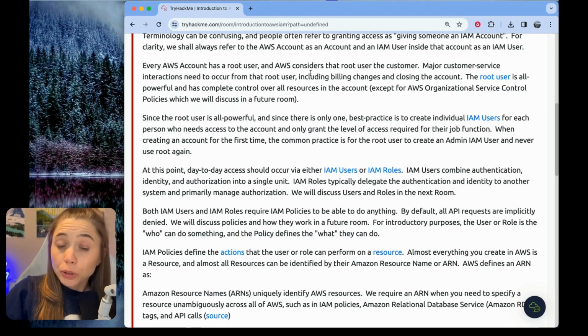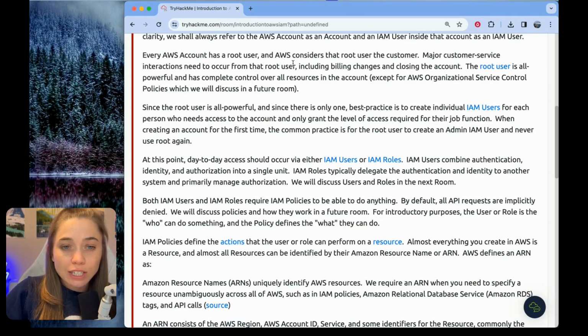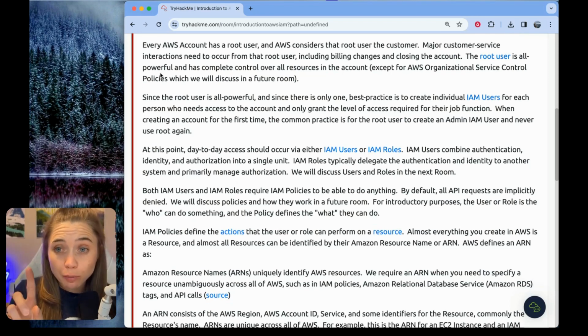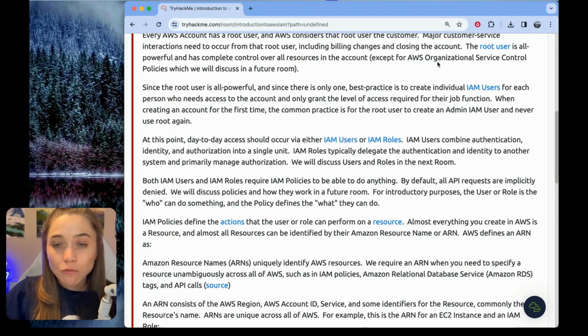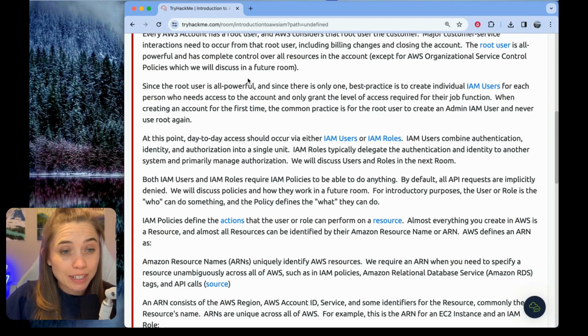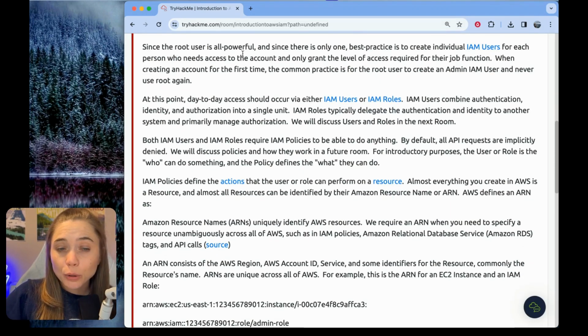Every AWS account has a root user, and AWS considers that root user the customer. Major customer service interactions need to occur from that root user, including billing changes and closing the account. I believe these were examples we learned in the organizations briefing before, that only the management account of the organization can do these root user actions. So this is connected. The root user is all powerful, remember that, and has complete control over all resources in the account, except for organizational service control policies, which we're going to discuss in a future room, which sounds interesting. I'm excited for that.